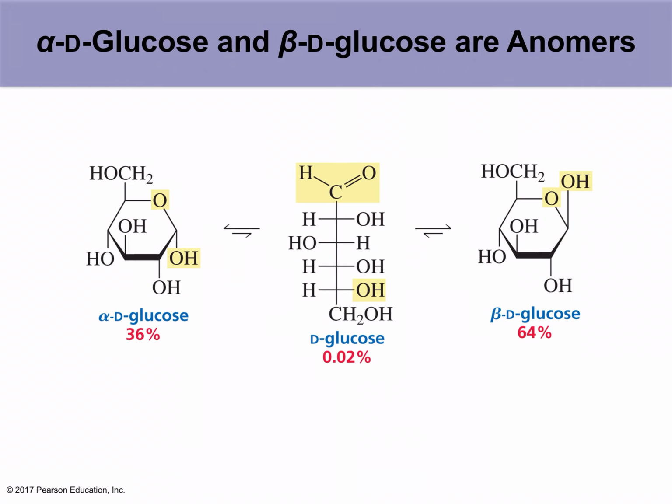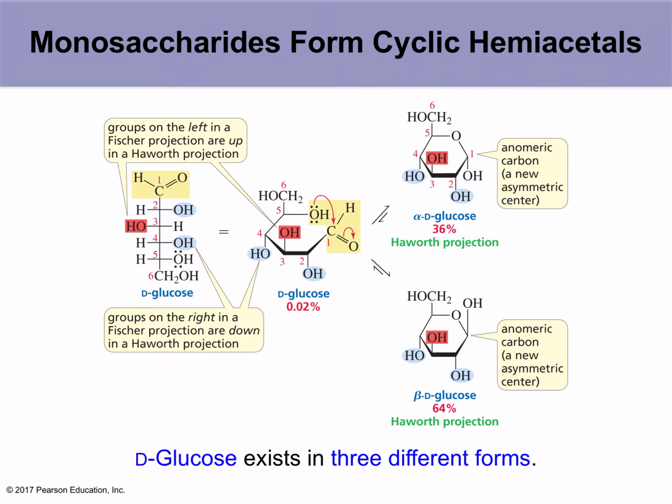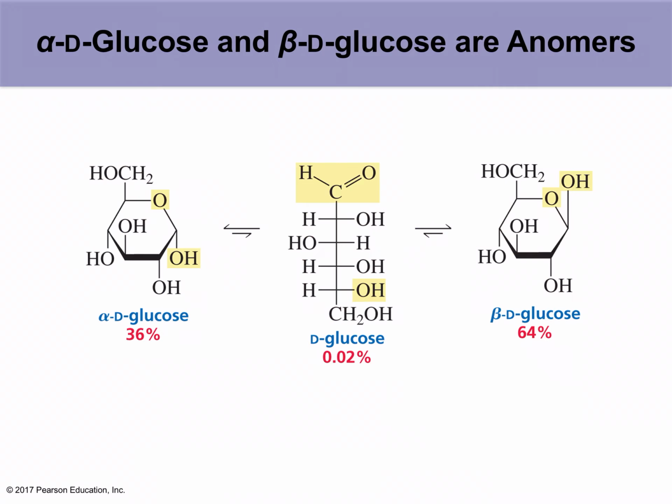Alpha D-glucose and beta D-glucose are anomers. Now alpha and beta differ only at the anomeric carbon, right? Because the rest are the same. So this OH down, this OH up. So we call them anomers. Alpha and beta D-glucose are the 2 anomers of D-glucose. This is the alpha facing down, this facing up. And what are these 2? They are hemiacetals.